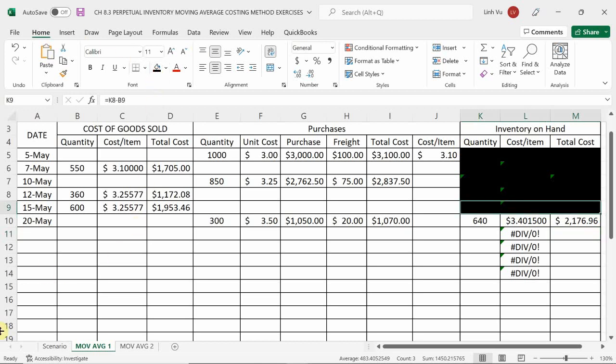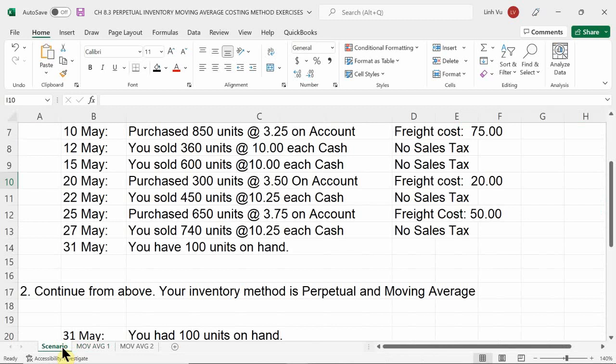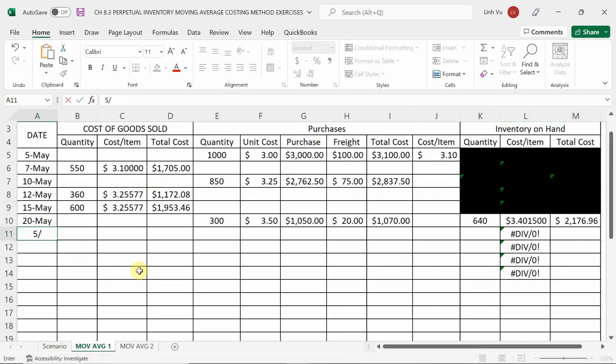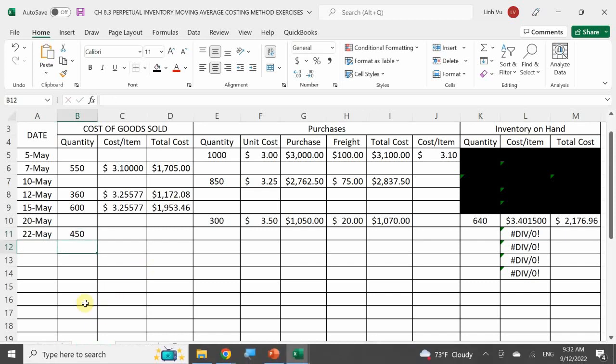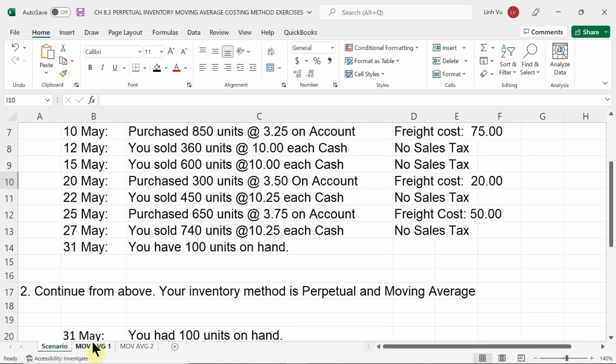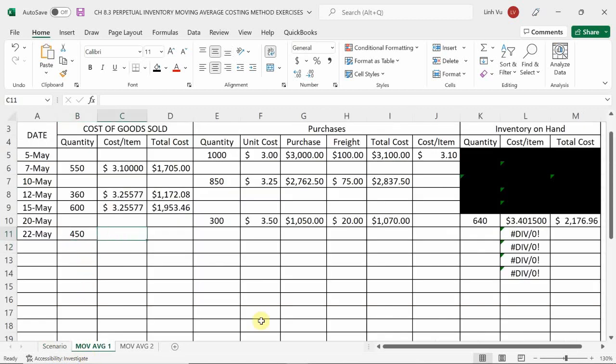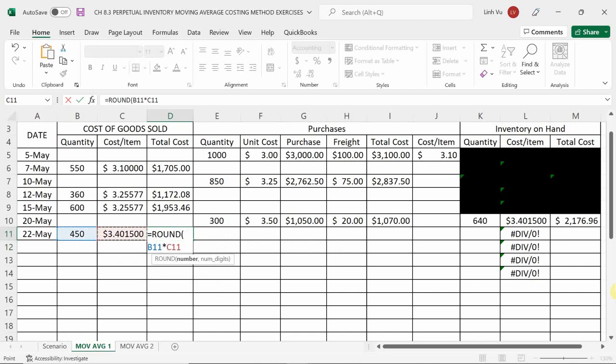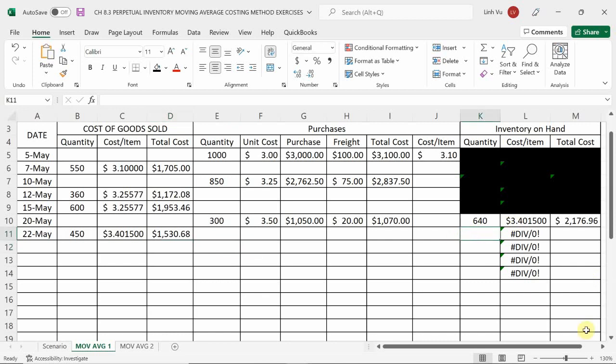All right, so let's see what happened next. Okay. So then now, right, we end up selling 450 units on May 22nd. Now, at what new average cost? Since I just made a purchase of inventory, I have a new average cost, right? It's now $3.40. So now, what is my grand total cost of goods sold here? 1,530.68. Good.